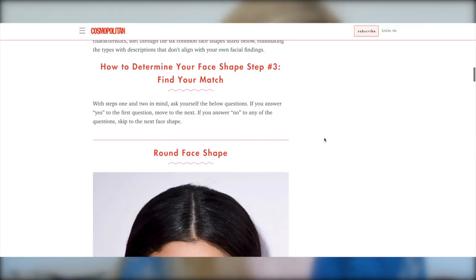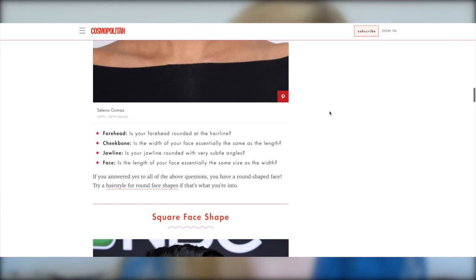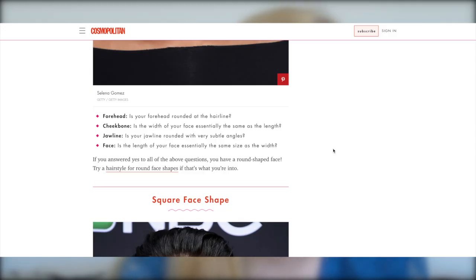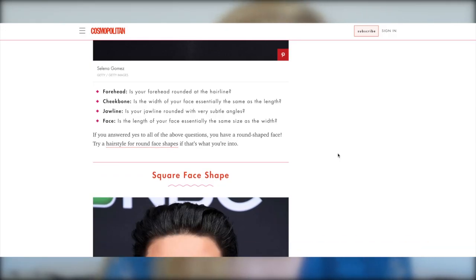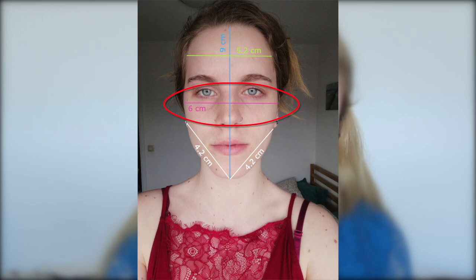So let's start. The round face shape. Is your forehead rounded at the hairline? Is it? I will say yes for now. Is the width of your face essentially the same as the length? The width of my face is 6 centimeters and the length is 9, so no. I do not have a round face shape, so I'm going to the next one.